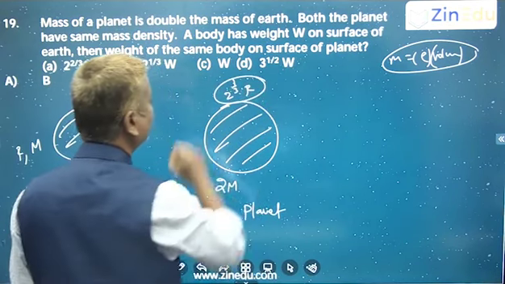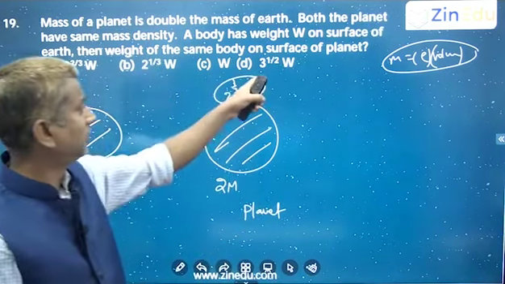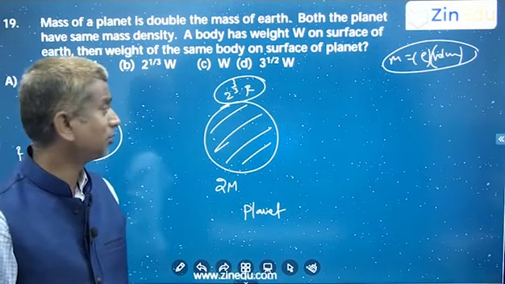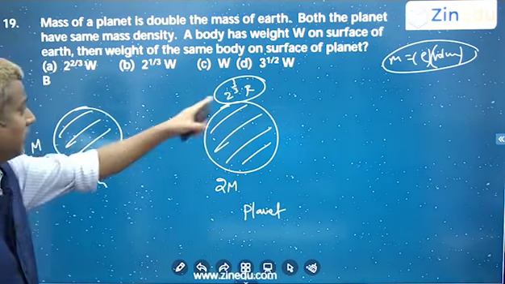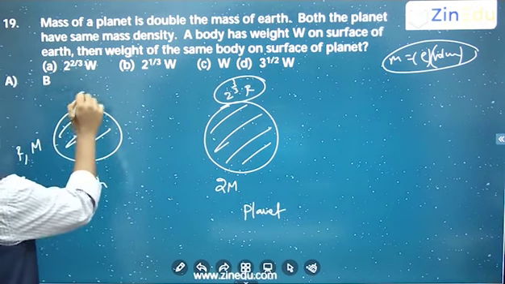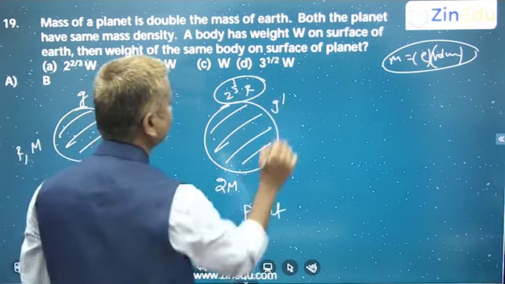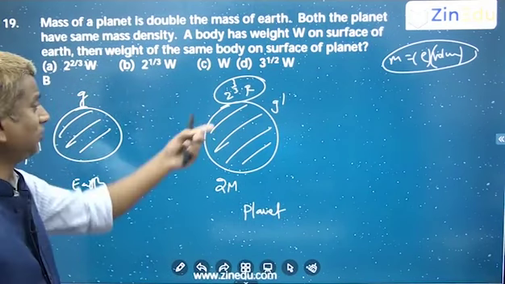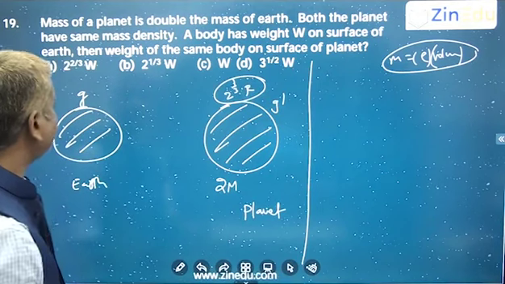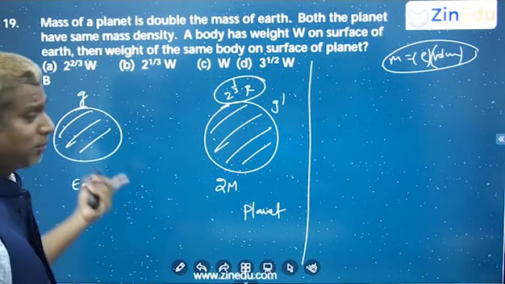This is the radius. Whole cube, so 2R cube, right? So like that. So here radius R, here radius is 2 power 1 by 3 times R. Now the question is, here you take G value, here you take G dash value. Because weight is depending on the acceleration due to gravity, right? Fine. What you can make it? The weight directly proportional to G.